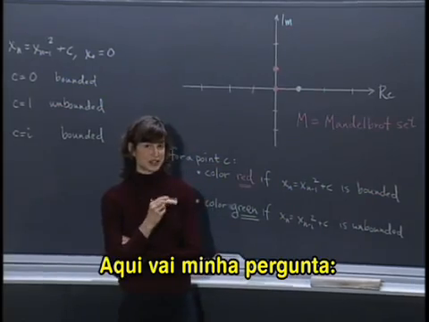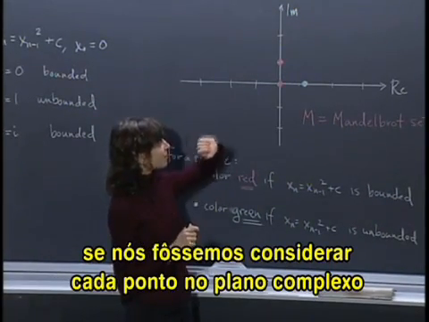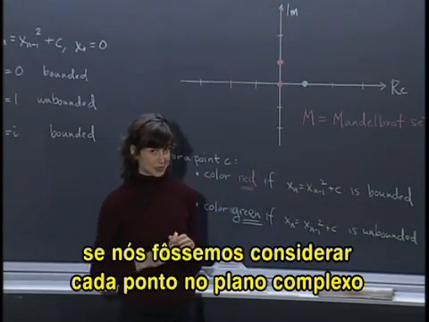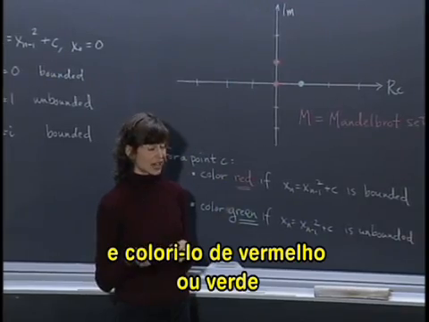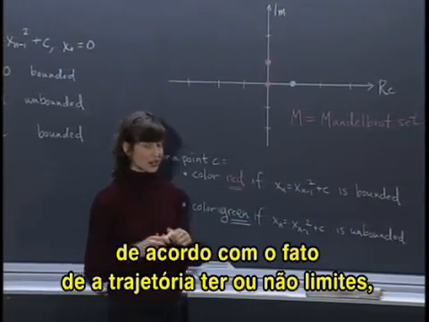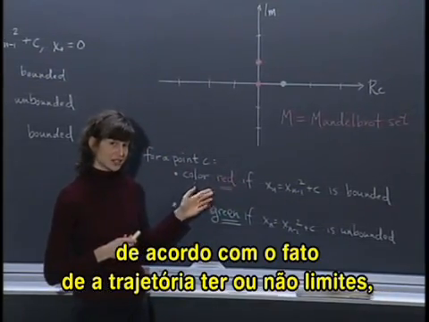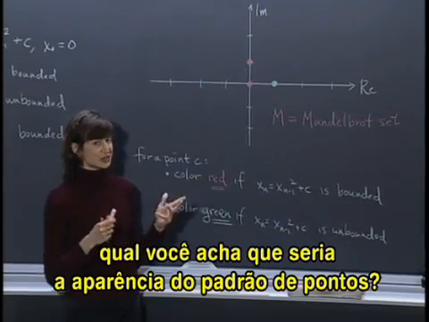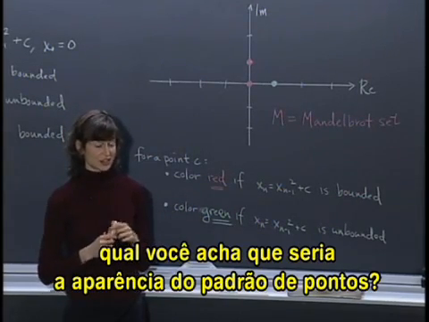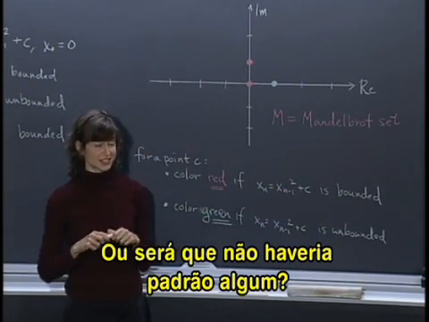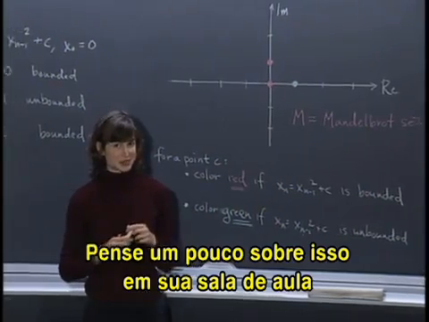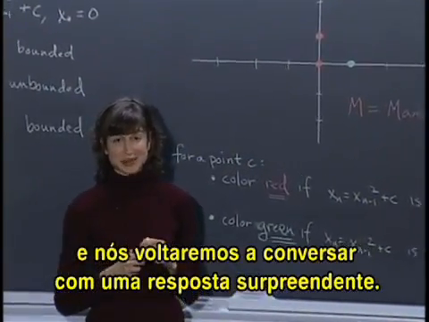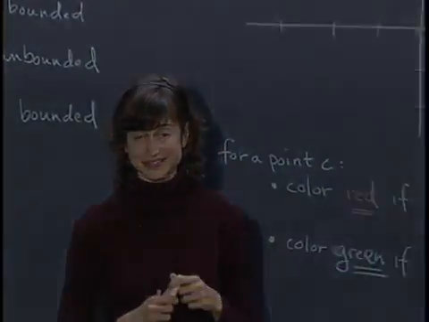Now here's my question for you. If we were to consider every single point in the complex plane and color it either red or green according to whether or not its resulting trajectory was bounded or unbounded, what do you think the pattern of points would look like? Or would there be any pattern at all? Take some time to brainstorm about this with your class. Then we'll come back together with a really surprising answer.